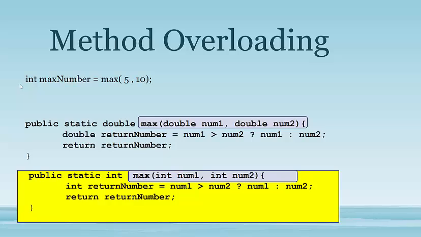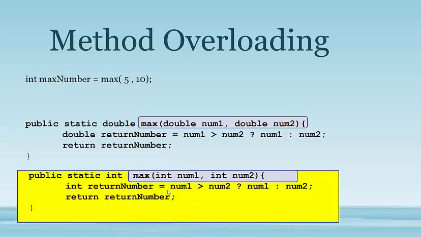Here's a call, maybe from the main method. It's a call to max, and you can see that the arguments being passed are two ints. The compiler will look at the arguments being sent, in this case two ints, and match them to the parameter lists. This parameter list is expecting to receive two doubles, so this method will be ignored. The next method is expecting to receive two ints, and so the arguments being passed match the parameters being expected, and so this method will then run.